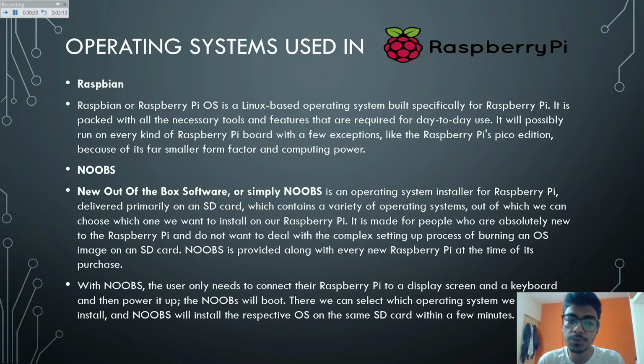The second one is Noobs. New Out-Of-the-Box Software, or simply Noobs. It is an operating system installer for Raspberry Pi delivered primarily on an SD card which contains a variety of operating systems, out of which we can choose one we want to install on a Raspberry Pi. It was made so that the hassle of burning an OS on an SD card is reduced, for people who are new to Raspberry Pi and don't want to have a very complicated start.